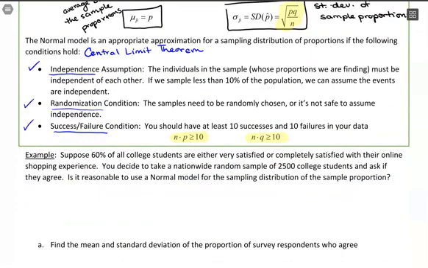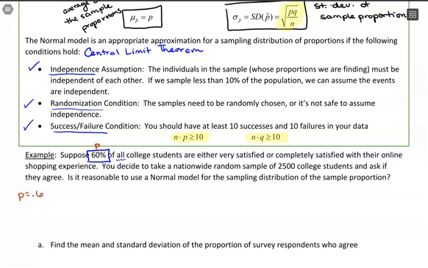Okay, so suppose 60% of all college students are either very satisfied or completely satisfied with their online shopping experience. So we have the 60% coming through. It's 60% of a group. In fact, it's the percentage of all of this group. This right here is your population proportion. So they're giving us this population proportion of 60%.